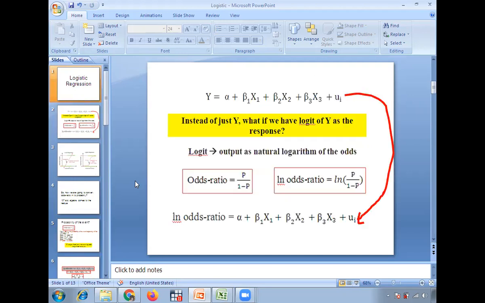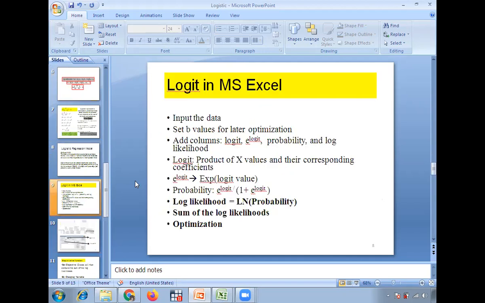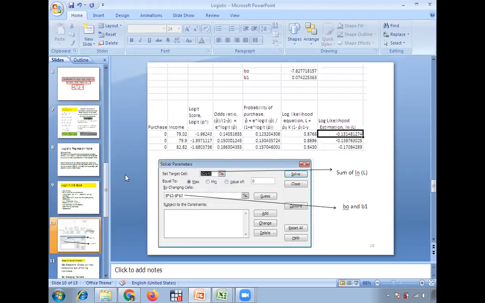The estimation is very easy. Why is it very easy? Because in estimation, we need to have logit, e to the power logit, probability, log likelihood. That is very easy, no need to worry about that. And then we should know how to use solver. In solver, just two things we have to remember. We should know what the target cell is: the sum of the log likelihood, sum, that is addition, will be the target cell, and then the changing cells are the beta coefficients, because here the cells have to change from the initial values that we have assigned.